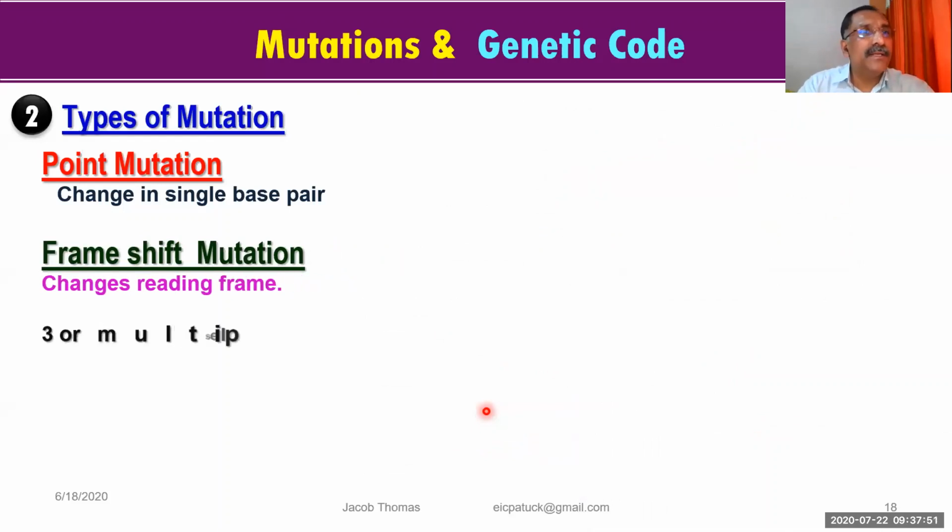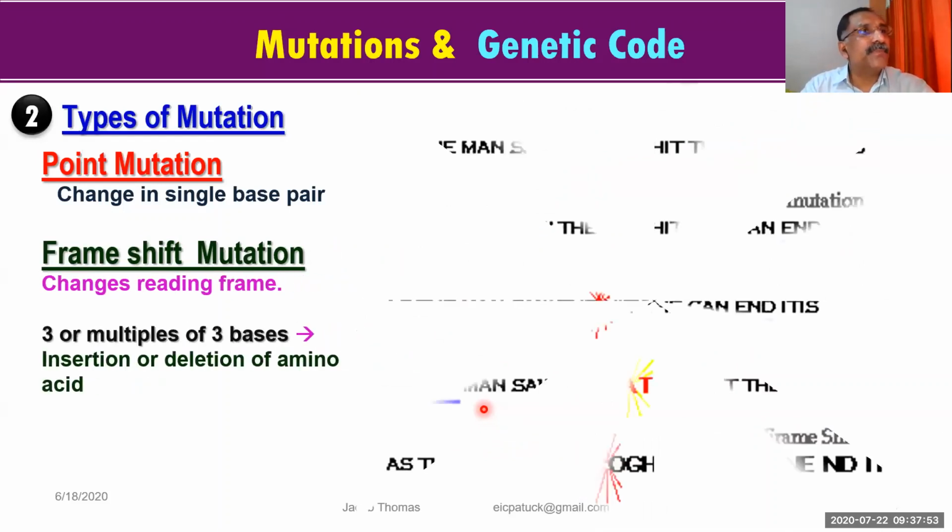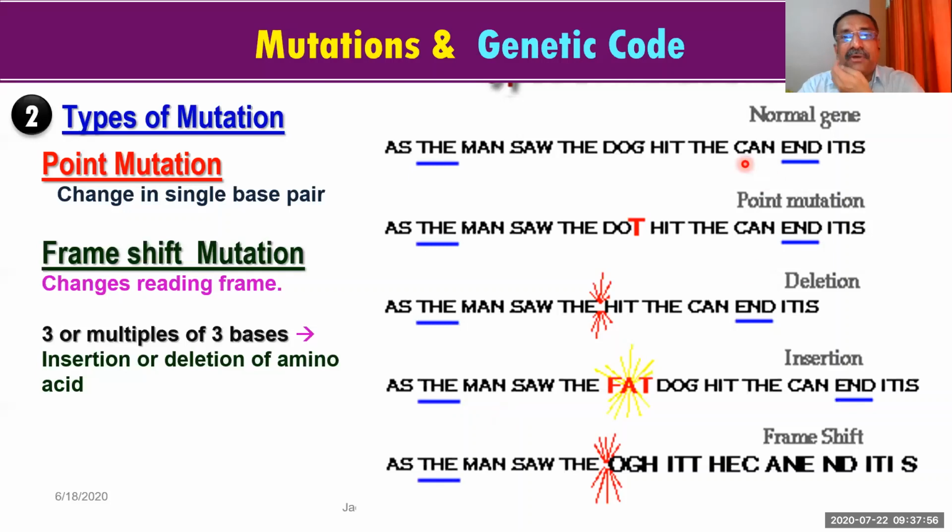Now look at the next one, frame shift mutation. Frame shift mutation means you have to see this frame properly. Everything is mentioned over here. When you observe this one at the end of this slide, you should know all the different types of mutations. Now read the first sentence: As the man saw the dog hit the can and it is. Okay, I just read it like that. Now you see, this is the beginning and this is the ending.